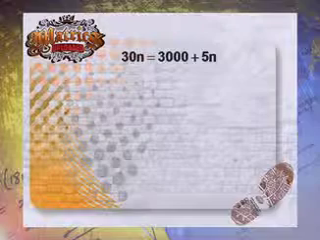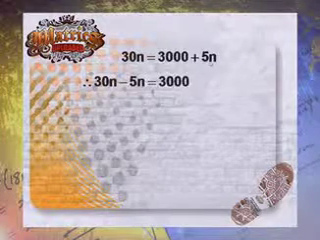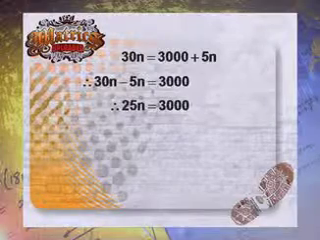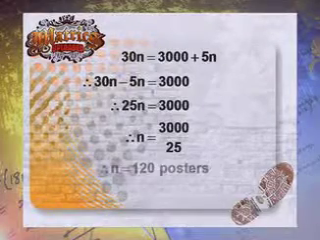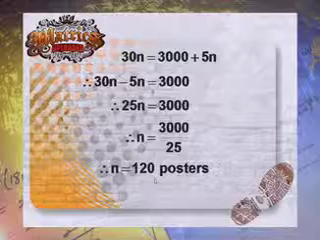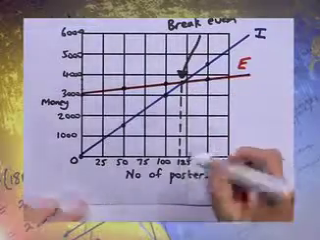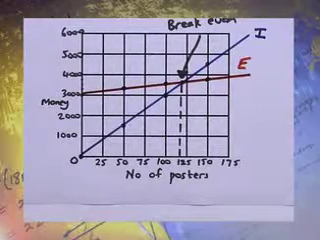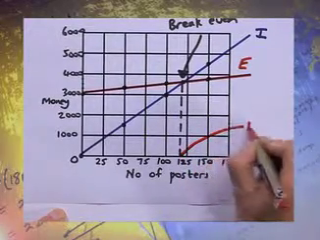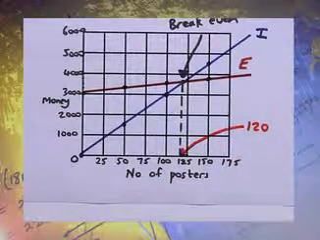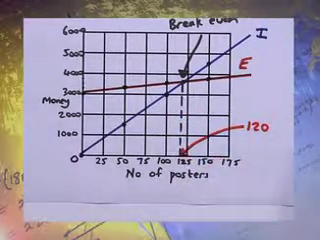Let's have a look. Well, very easy from grade 8 days. If you pop that across to the other side, we've got 25N equals 3,000, divide, and we have 120 posters, which of course makes sense. If you have a look at the graph paper, we're at about 120 posters. So at that point we're talking about 120 posters there, and it makes sense for break even.